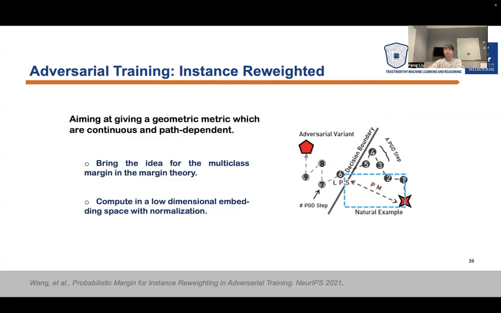So how to solve that? In this work, we consider a more direct way. Remember the idea in instance-related adversarial training is that we want to measure if the data is close to the decision boundary or not. Why should we not just measure the distance between the point and the decision boundary? So here we bring the idea of multi-class margin from margin theory, and we also compute it in a low dimension embedding space with normalization.